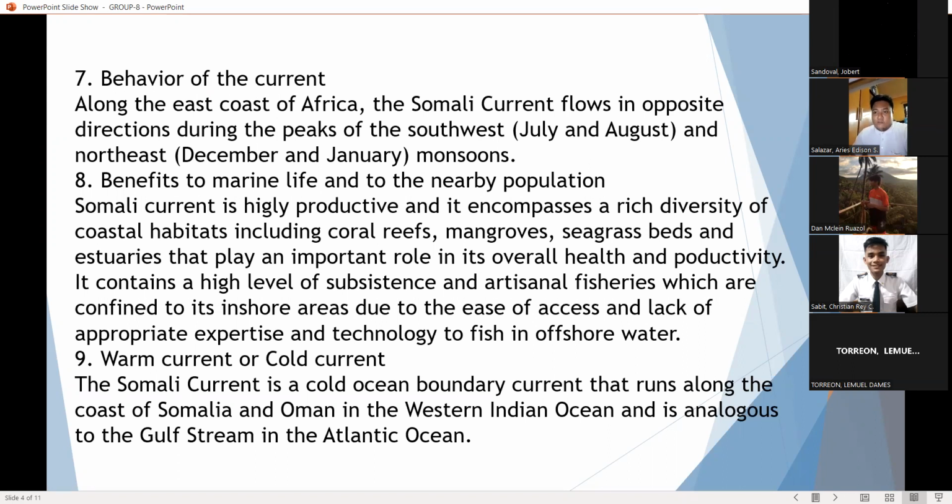Warm current or cold current? The Somali Current is a cold ocean boundary current that runs along the coast of Somalia and Oman in the Western Indian Ocean, and it is analogous to the Gulf Stream in the Atlantic Ocean.